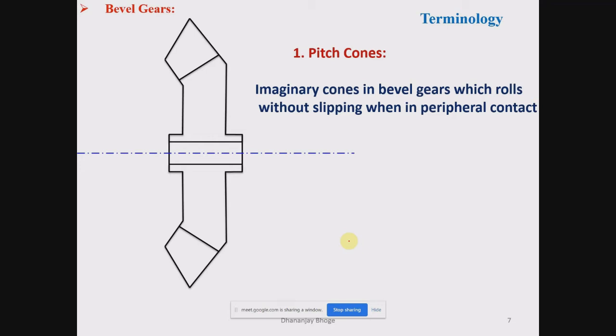Where are the pitch cones? I will read it. The imaginary cones in bevel gears which roll without slip when in peripheral contact.